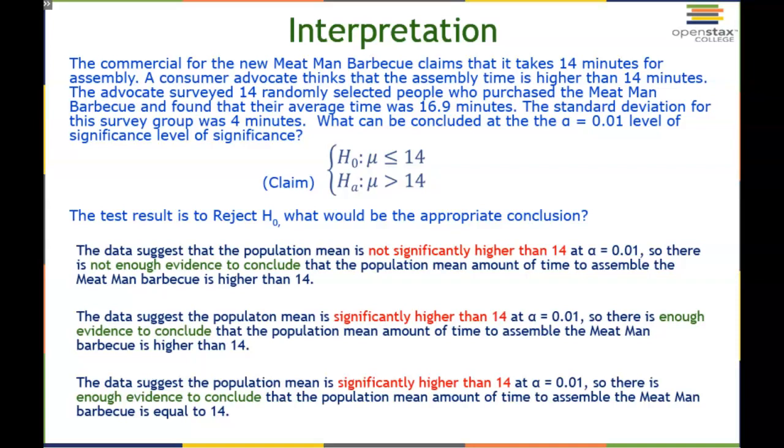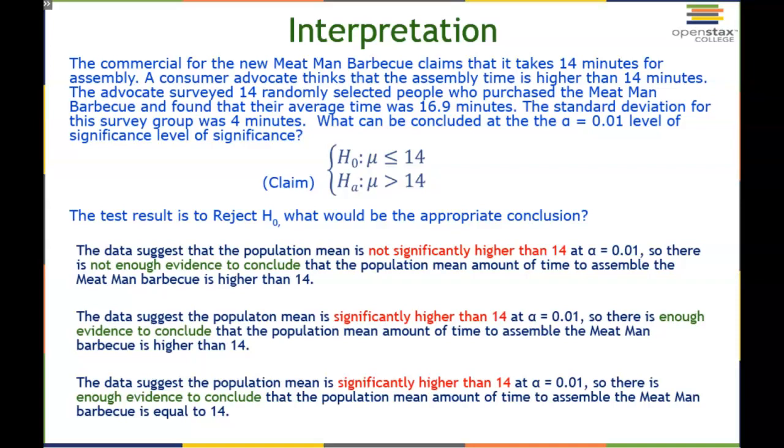Now I'm even going to give you the test result. The test result is to reject H0. So what would be the appropriate conclusion? If we reject H0, then we're saying mu less than or equal to 14 is not good. But our claim is good.